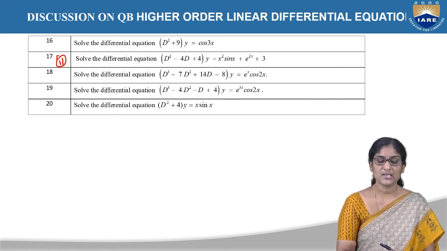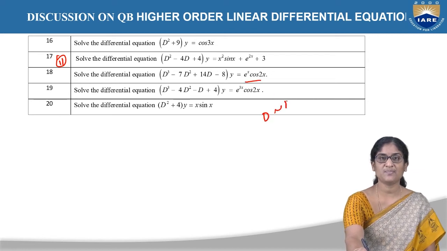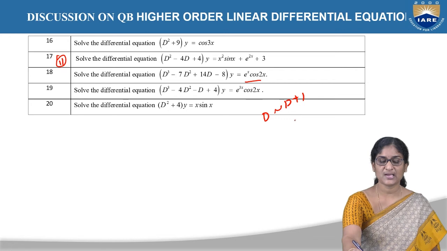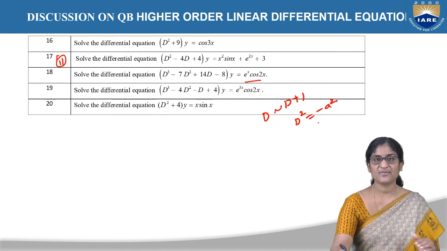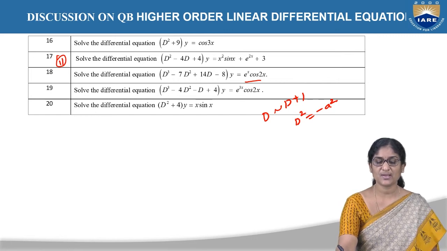18th question, again you have a combination of an exponential with a trigonometrical function. Again you replace D by D + 1 and bring it to the left hand side, and in whatever expression you have, wherever D² is there, you substitute minus a², and if it is needed, you can still rationalize and get D in the numerator, and the D² value in the denominator can be substituted as minus 2² to get the answer, and D in the numerator acts like a derivative.